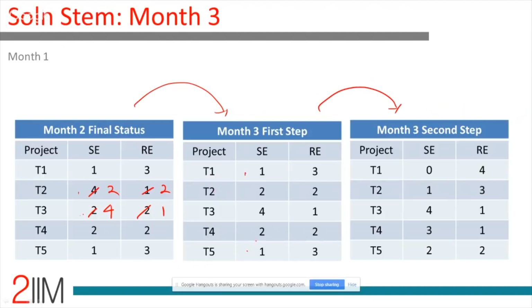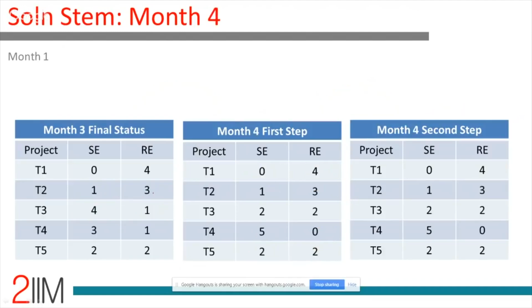Now T1, T5, can they swap? Yes, they can. This will become 0, this will become 2, this will become 2, this will become 4. T2, T4, can they swap? Yes, this will become 1, this will become 3, this will become 3, this will become 1. So this is our final state. Methodical, knock it off in 2 steps. You can now do month 4 and month 5, a piece of cake. You can rush through that.